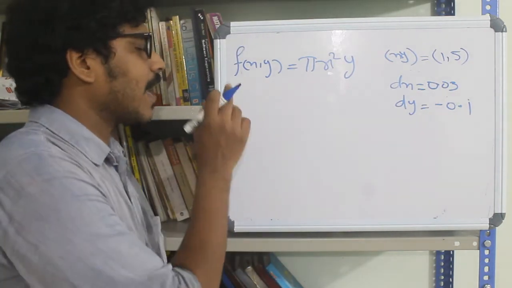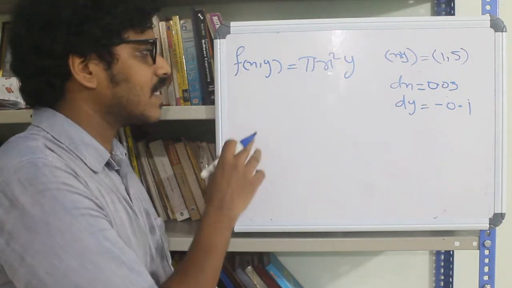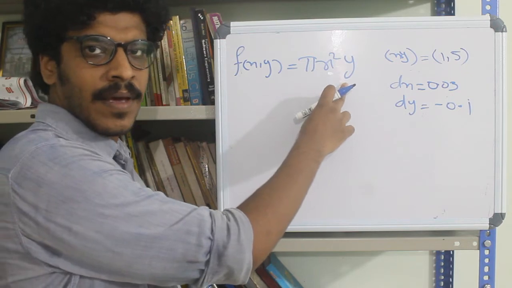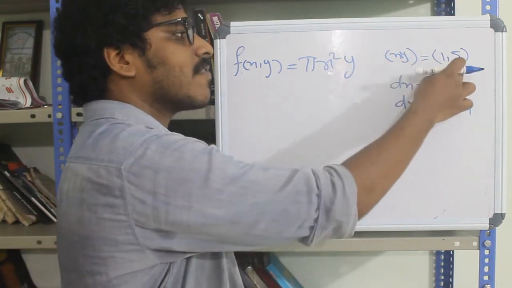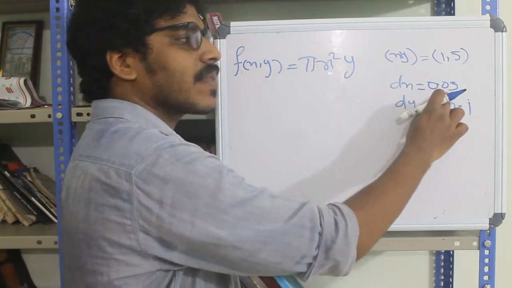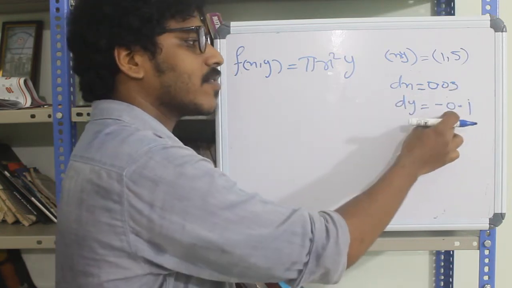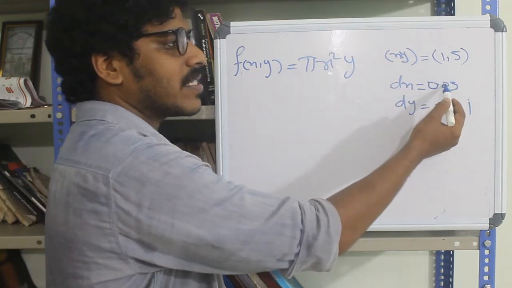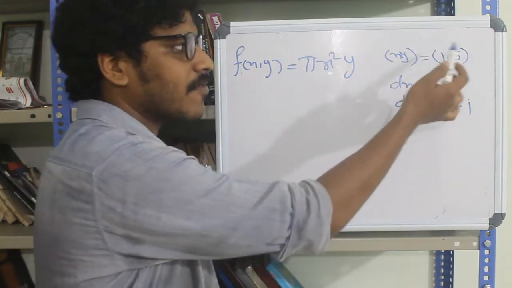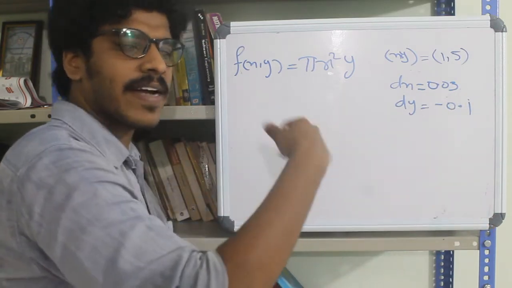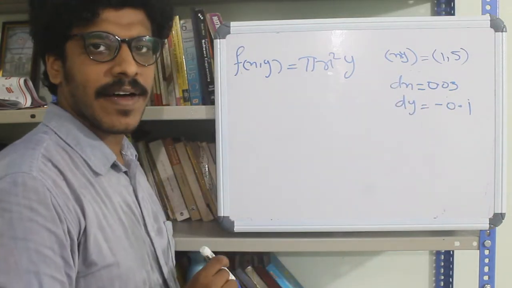So we need to find the absolute change, relative change, and percentage change of the function f(x, y) equal to pi x squared y when (x, y) changes from (1, 5) with amounts dx 0.03, dy equal to negative 0.1. So actually we move 0.03 units in the x direction from (1, 5) and 0.1 units in the negative y direction from (1, 5).